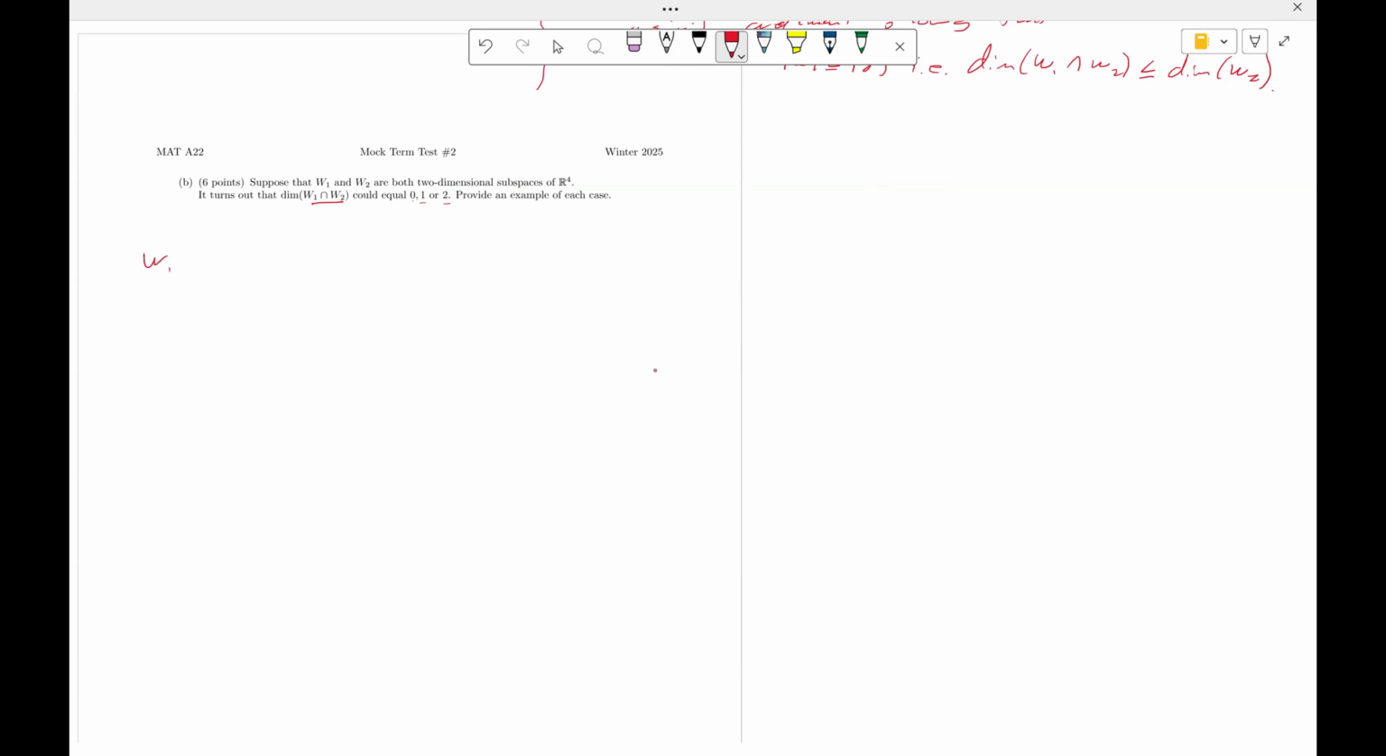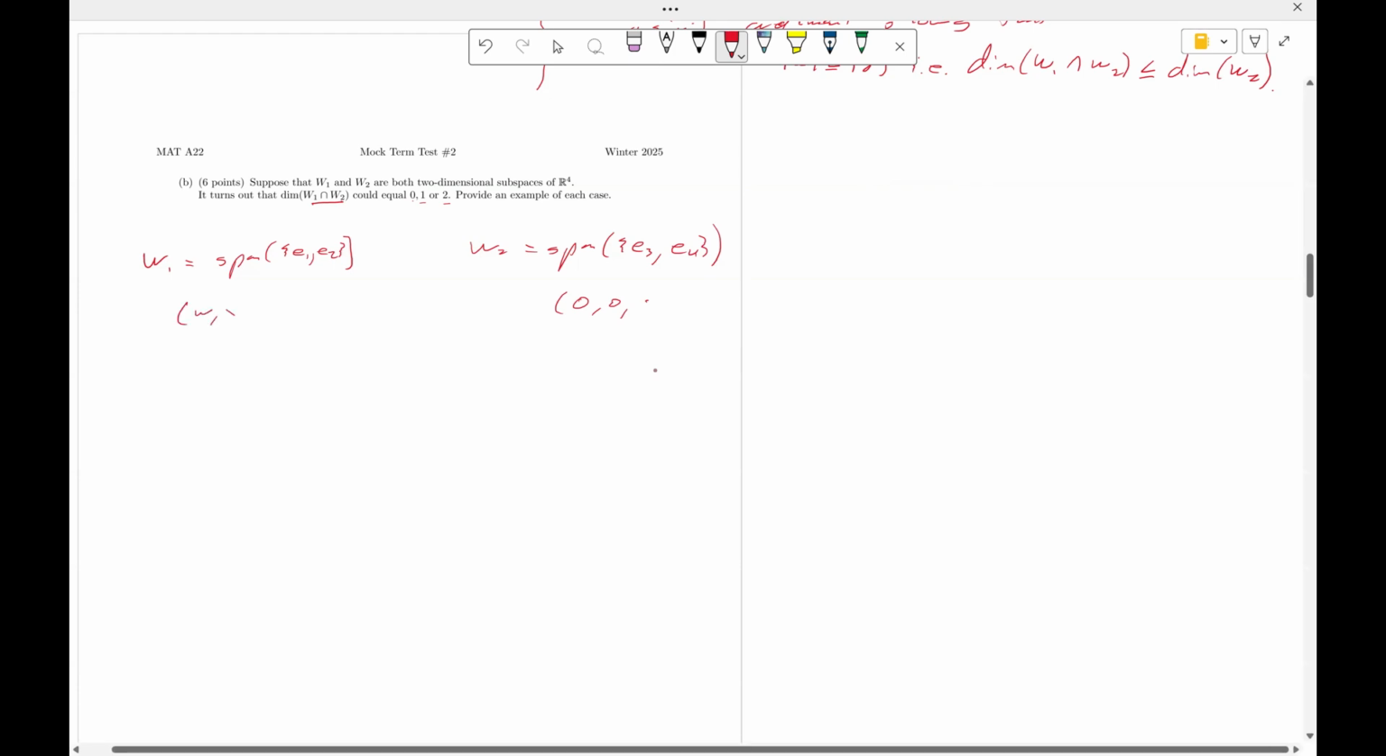So if I let W1 equal the span of the set containing E1 and E2, and W2 equal the span of E3 and E4, then all vectors in W1 will look like (x, y, 0, 0), and vectors in W2 will look like (0, 0, y, z). Typically, when it's four variables, we do w, x, y, z. And now we can see that the only place where these two overlap is just the 0 vector, or its dimension is 0. How would I show this?